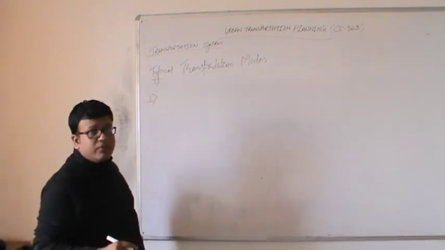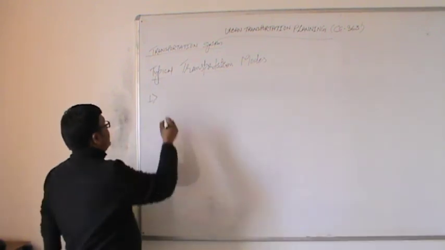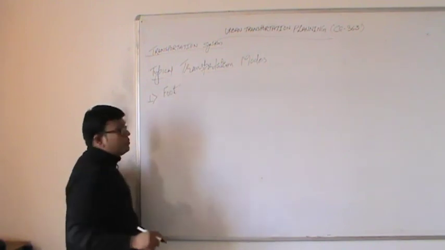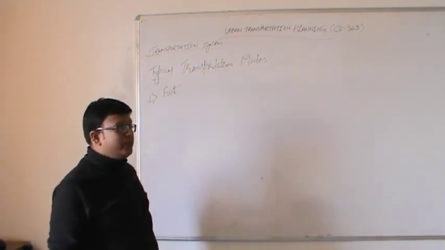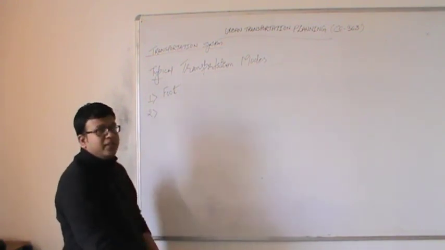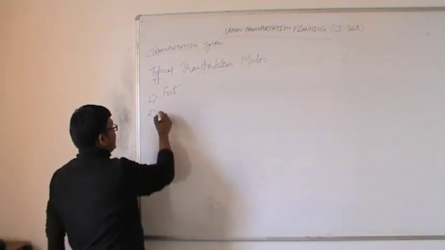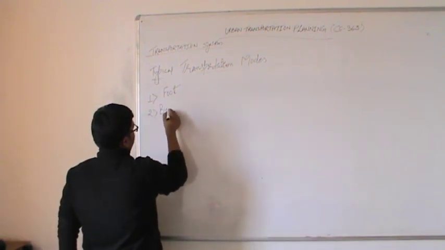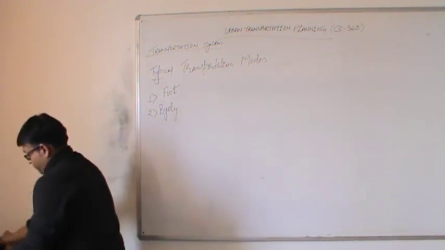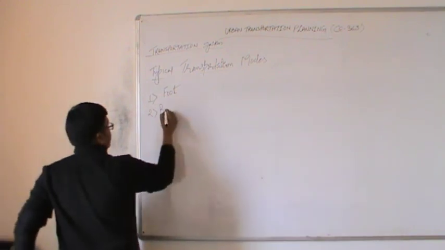The very basic mode of transport is with us, that is the foot, because with the foot we can move from one place to another. The very, very basic or typical mode of transport is the foot. Then we have the second one after that in non-motorized: the second non-motorized mode of transport is the bicycle. That is the bicycle.